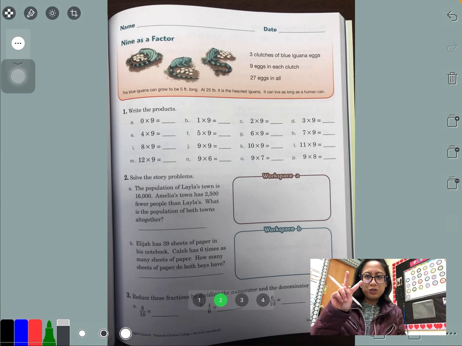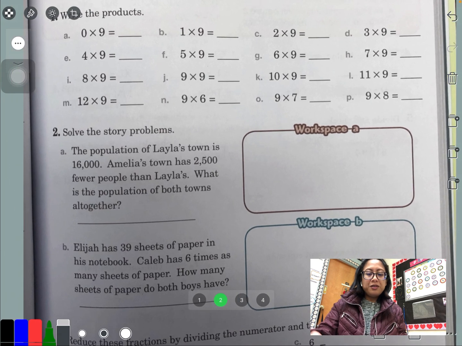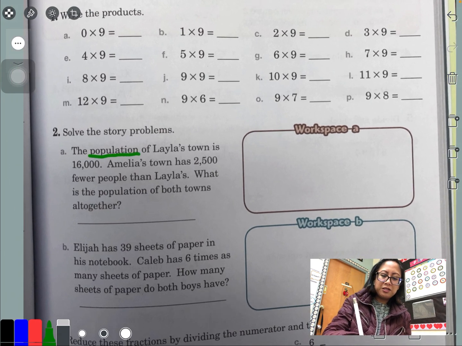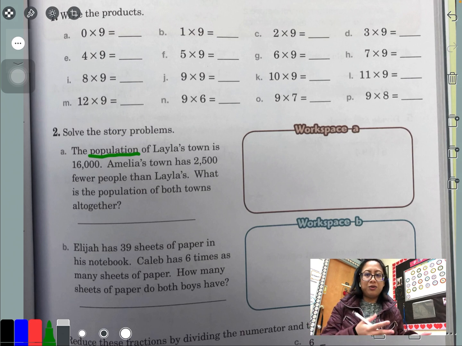Now let's move on to number 2. The population of Layla's town is 16,000. The word population means the number of people living in that town. It doesn't include animals or pets or cars. It just means the number of people living in an area. So in Layla's town, there are 16,000 people.